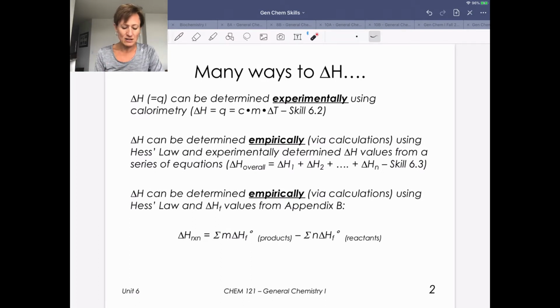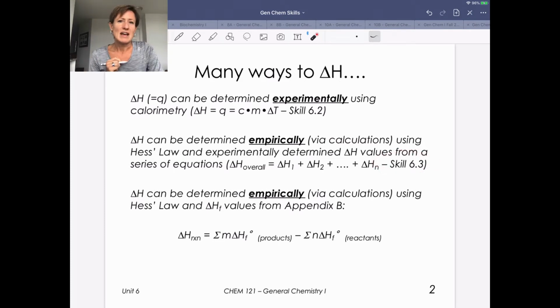Our last skill taught us that, you know what, we can also figure out delta H another way. We can use Hess's law. And so maybe we don't have the delta H for the reaction that we want, but we have delta H's for other reactions that we can manipulate and sum together so that the net sum of those reactions is going to give us the delta H for the equation that we're interested in. So that was skill 6.3 there.